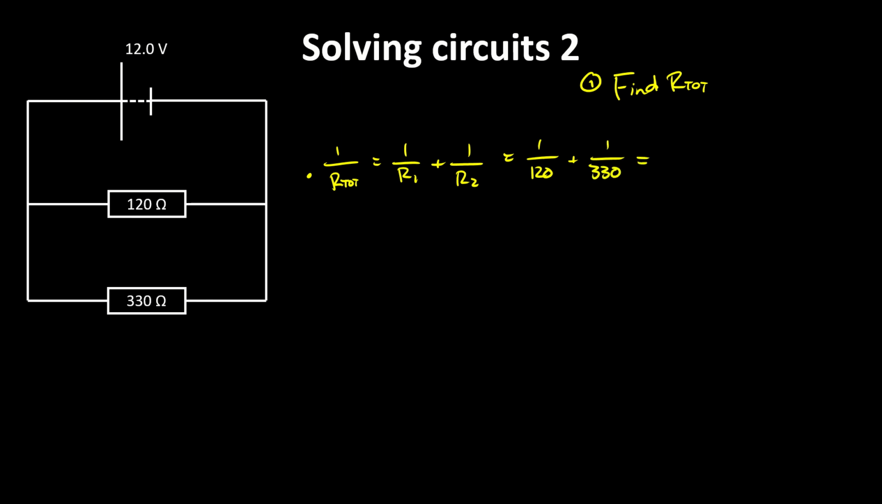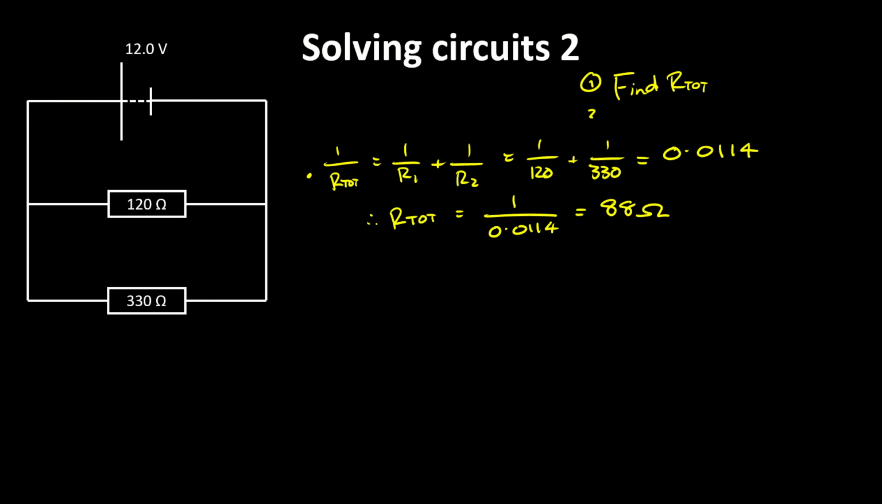And if you do that on the calculator, it is 0.0114. More numbers. Okay. But remember, that's not the total resistance. That's 1 over the total resistance. So the total resistance is 1 over that 0.0114, which was 88 ohms exactly in this case.